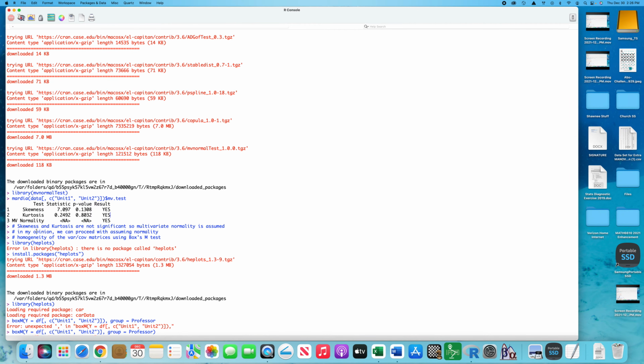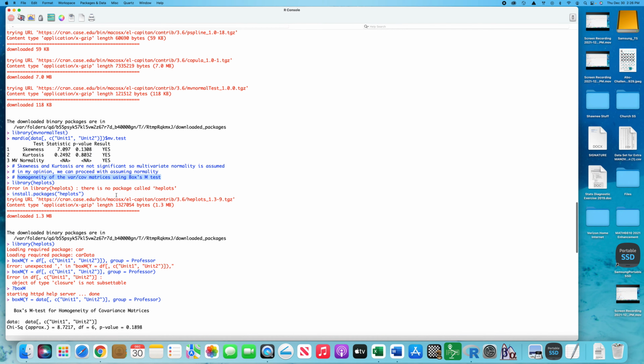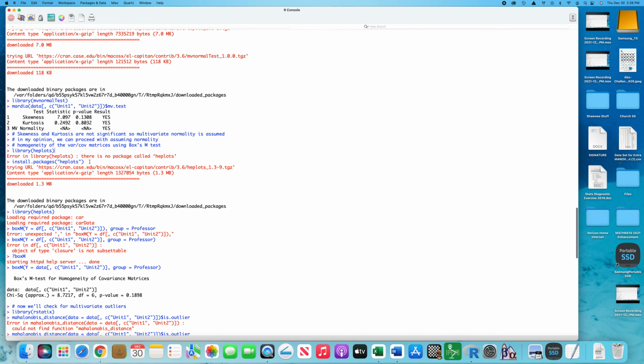Next thing we get into is one of the most important assumptions, in my opinion. It's using Box's M test to assess the homogeneity of the variance-covariance matrix. We need the heplots package, and I noticed that I did not have that installed. So you can see here I installed it, and I accessed the library.